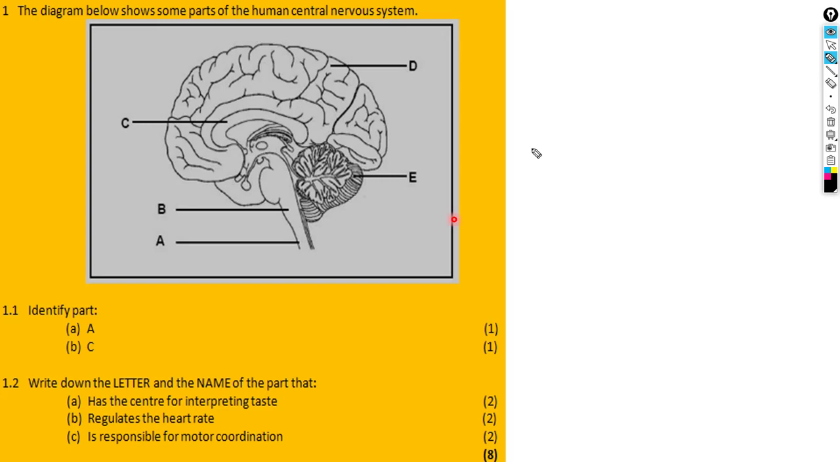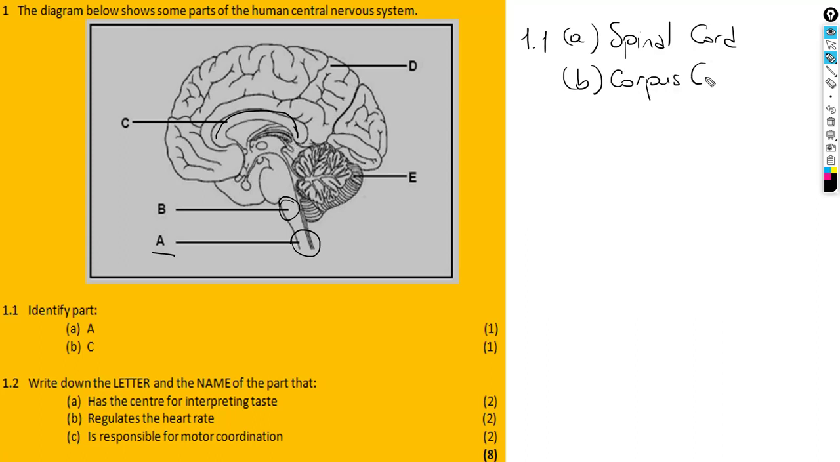Now, there are some revision questions for us. So 1.1 A is asking us to identify the part labeled A, that's going to be the spinal cord. You see these two structures here, A and B, which are very close to each other. The upper one is the medulla oblongata and the lower one is the spinal cord. And B says name the part labeled with C. This is the C-shaped structure of the brain, which connects the two hemispheres of the brain. That's going to be the corpus callosum.